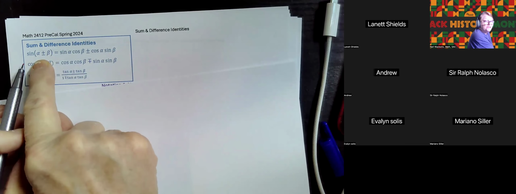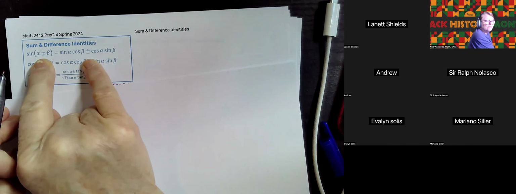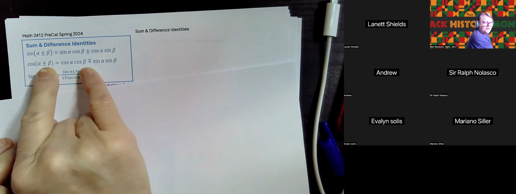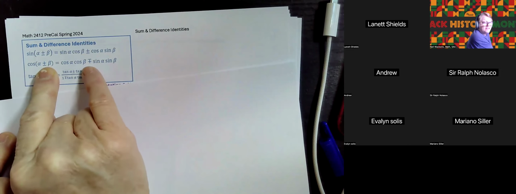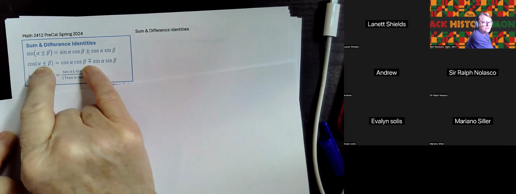If we have the sine of a difference, the difference carries on. It's going to be the same sign in the middle for sines. And then for cosine, do you see that the sign in the middle is always different? If we have the cosine of a sum, the sign in the middle is a negative. We have the cosine of a difference, the sign in the middle is a positive.